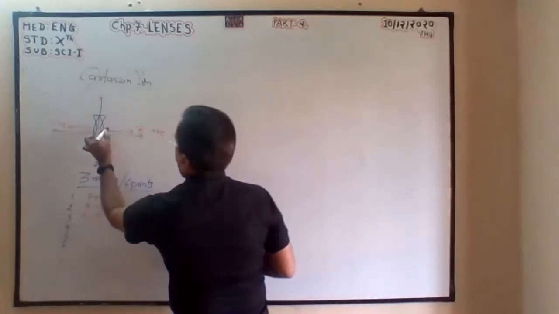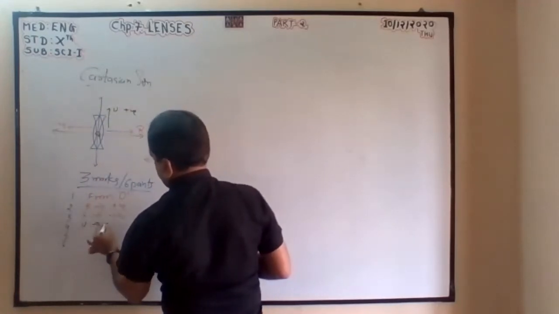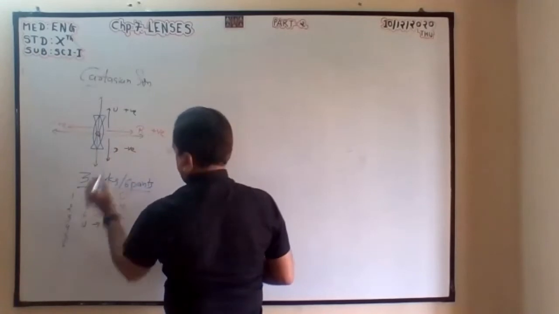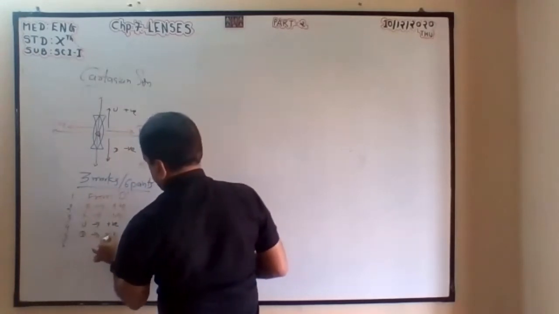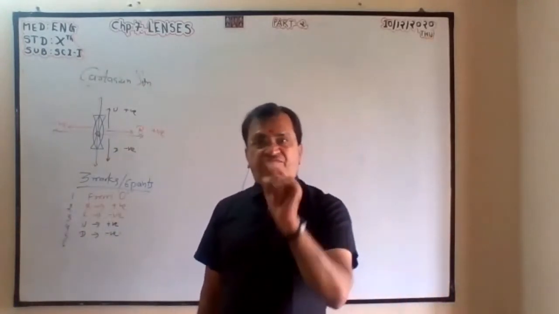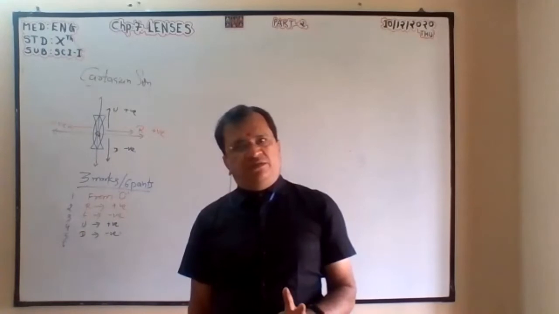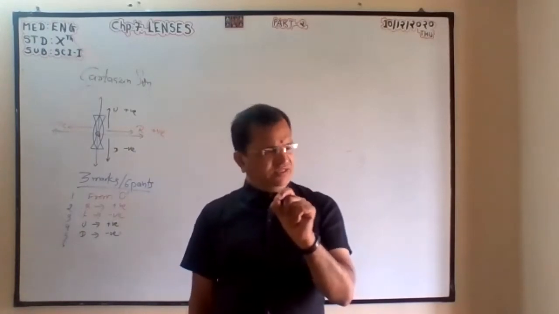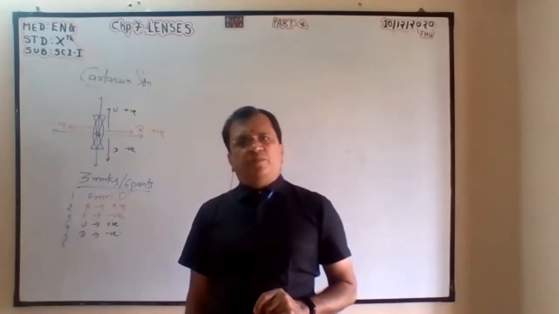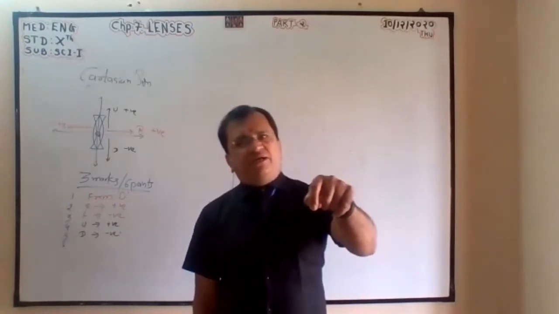From O, suppose you measure upside, it is positive. Downside, negative. First point is clear. Every measurement we will measure from O. Starting point should be O, the optical point, not origin. Wherever the lens is, from that middle point we will start. Left, right, up, down. Right positive, left negative. Up positive, down negative. 4 points. From where to start?